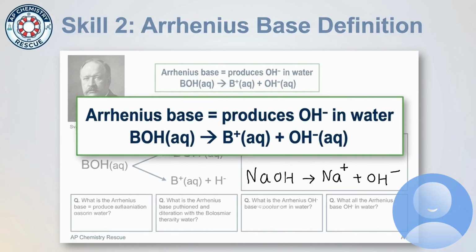That's what makes it a base. That's the key player here. So remember, an Arrhenius base equals a substance that produces OH minus in water. Write that down, repeat it to yourself. That's the foundation of everything we are going to do today.